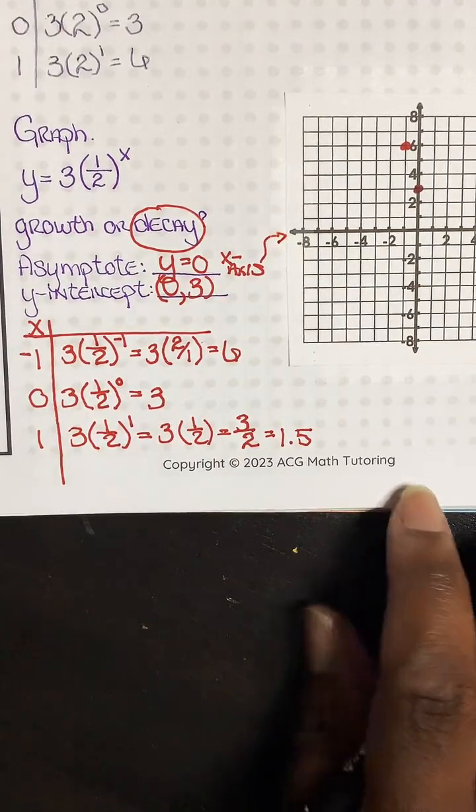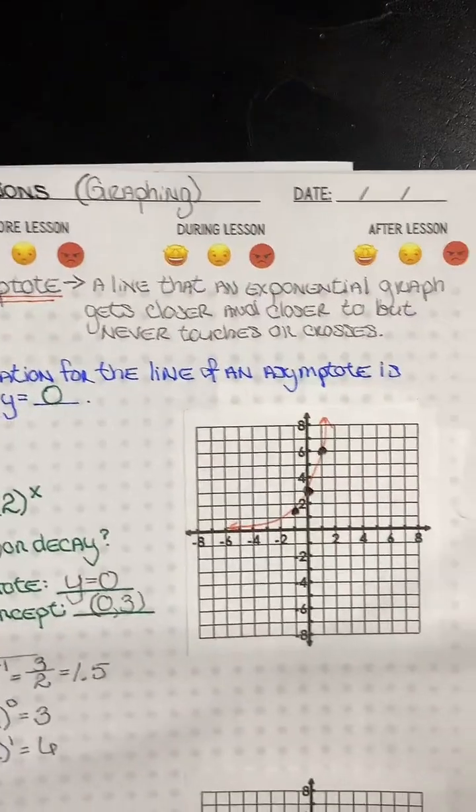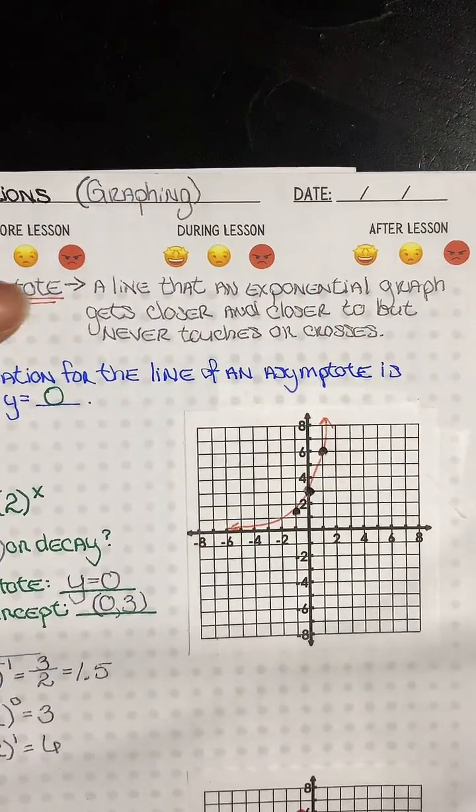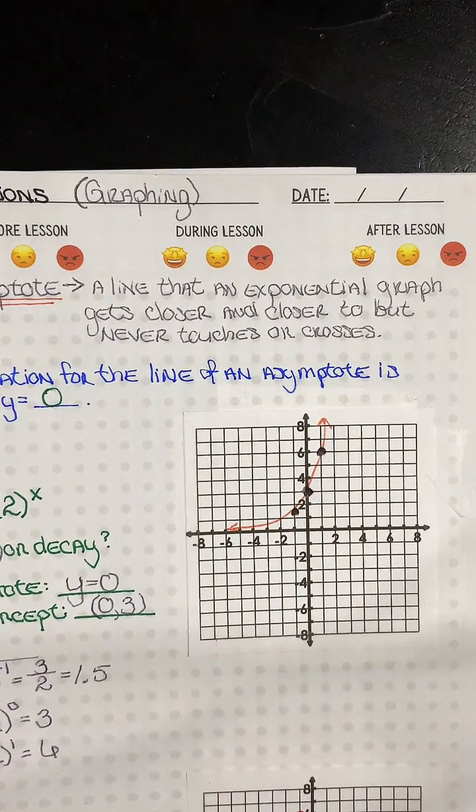Okay, what is the definition of an asymptote in an exponential equation? There you go. Snapshot. Take it home.